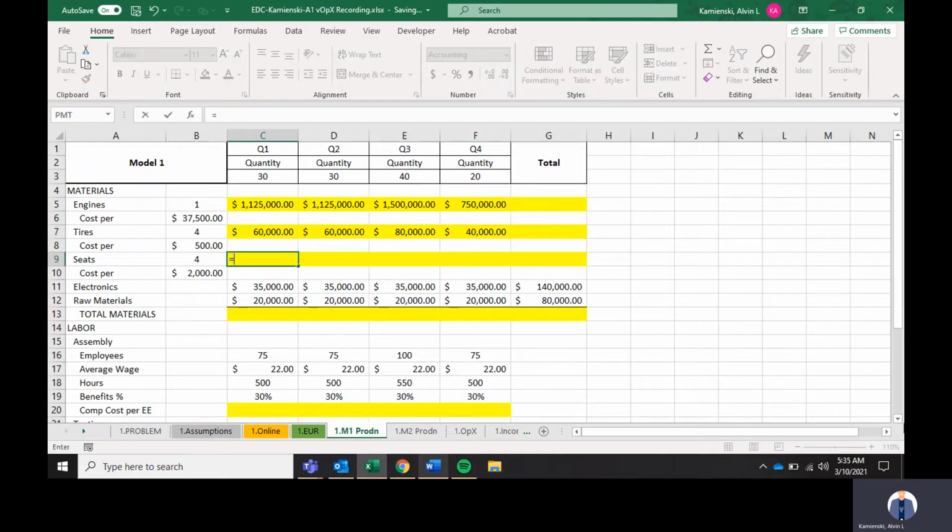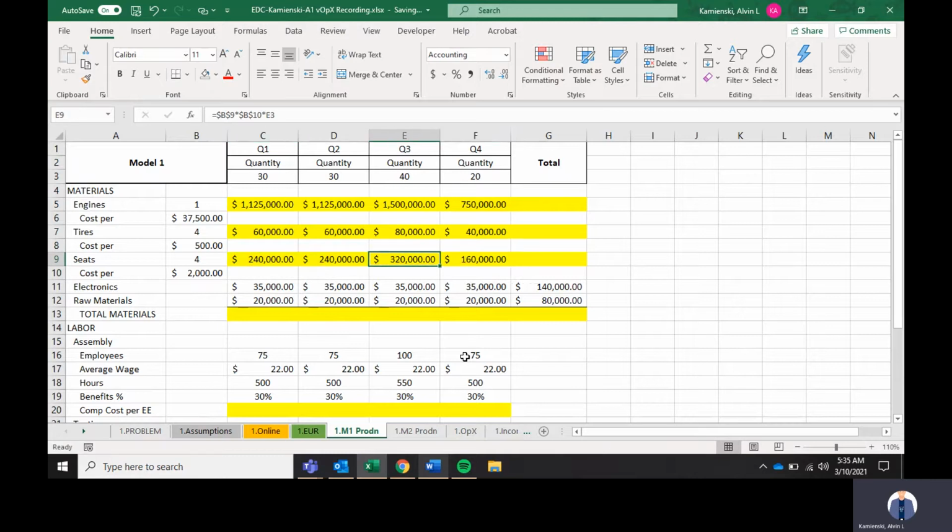All right, how about seats? We have 4 seats. We pay $2,000 per seat. Those are both fixed references. The quantity is a variable reference. So for example, if I'm paying $8,000 in seats and I'm making 30, shouldn't surprise you that I then have $240,000 worth of seat costs in quarter four.